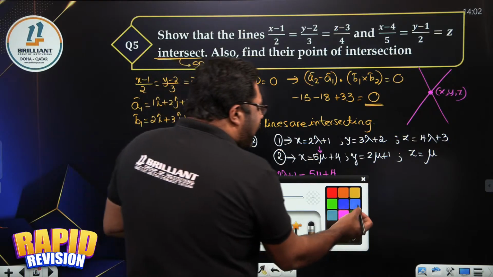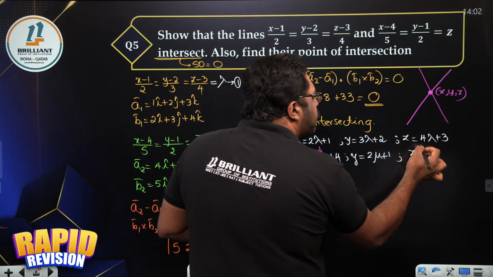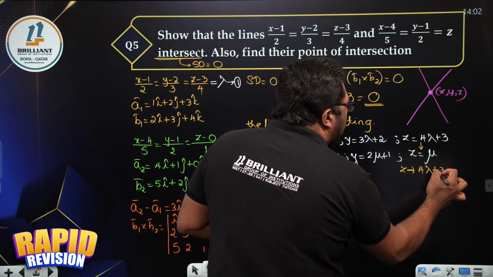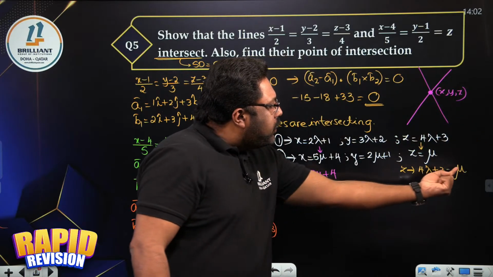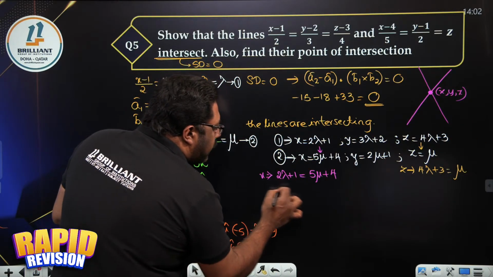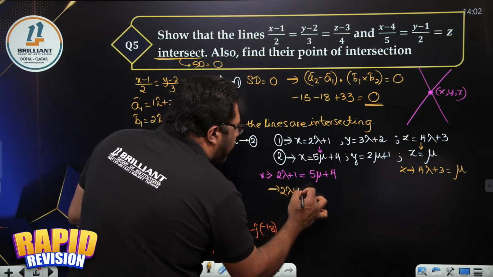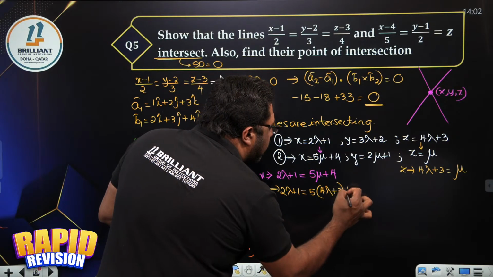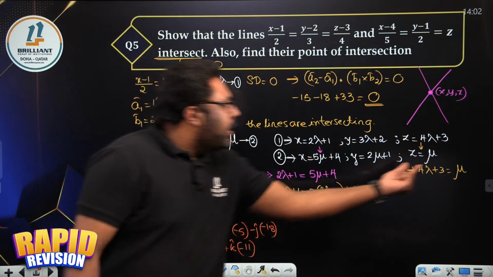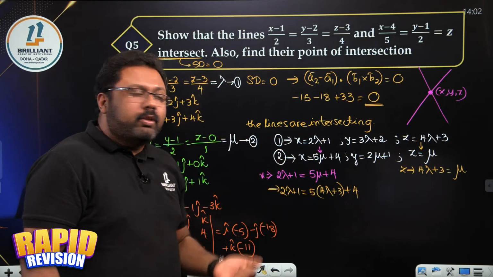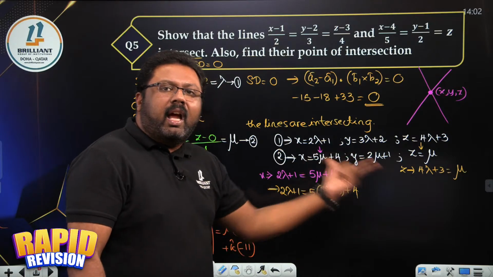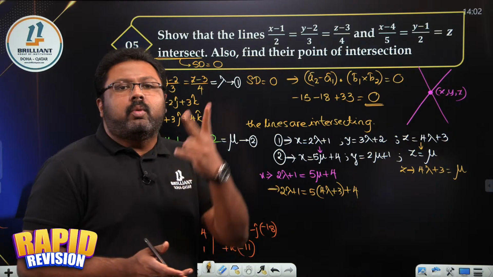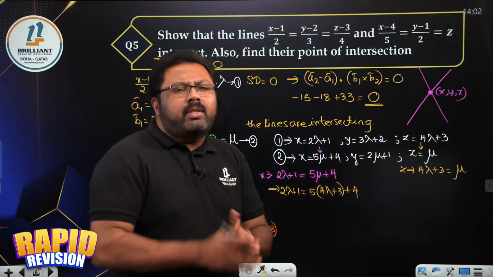Now next, let me take an easier equation to compare these two. Z says that 4 lambda plus 3 equal to mu. So I can substitute mu as 4 lambda plus 3. That implies 2 lambda plus 1 is equal to 5 into 4 lambda plus 3 plus 4. Just make a quick substitution, you can get lambda from this. So my idea is get 2 equations in lambda and mu, solve them like you solve a system of simultaneous equations of 2 variables. Lambda and mu are unknown values, just simply solve it.